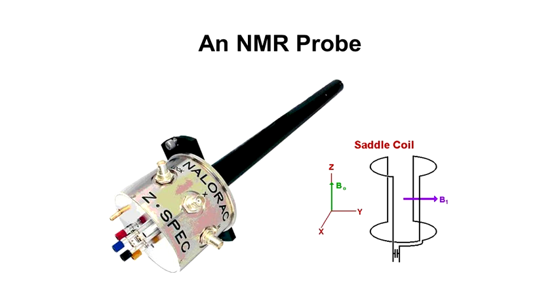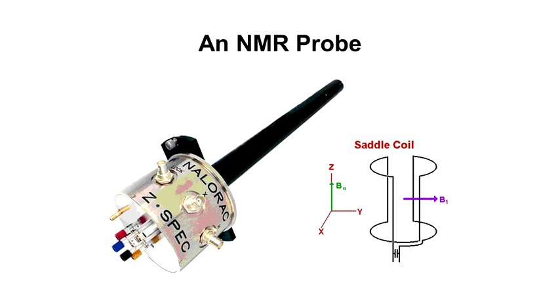Inside the probe is a coil. It's typically called a saddle coil, and it's the thing that allows you to both send and receive radio waves into the sample. There's different geometries. The favored one is saddle coils, but many people have come up with better geometries that are slightly different.